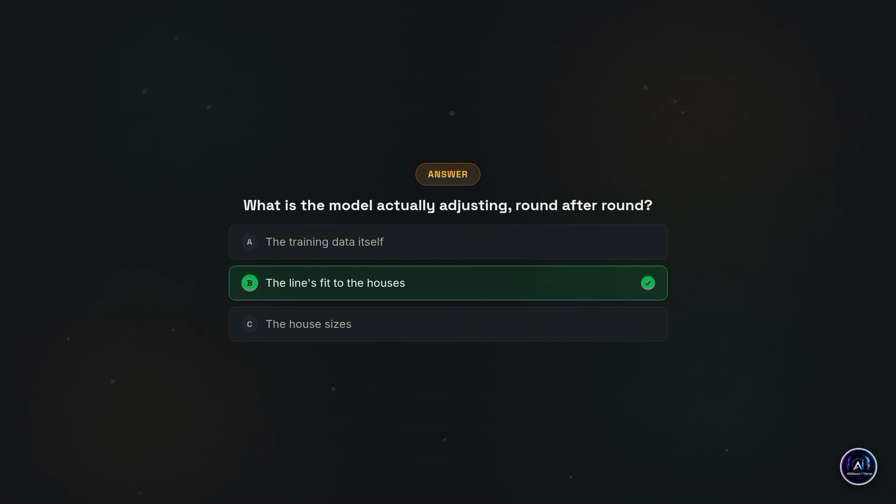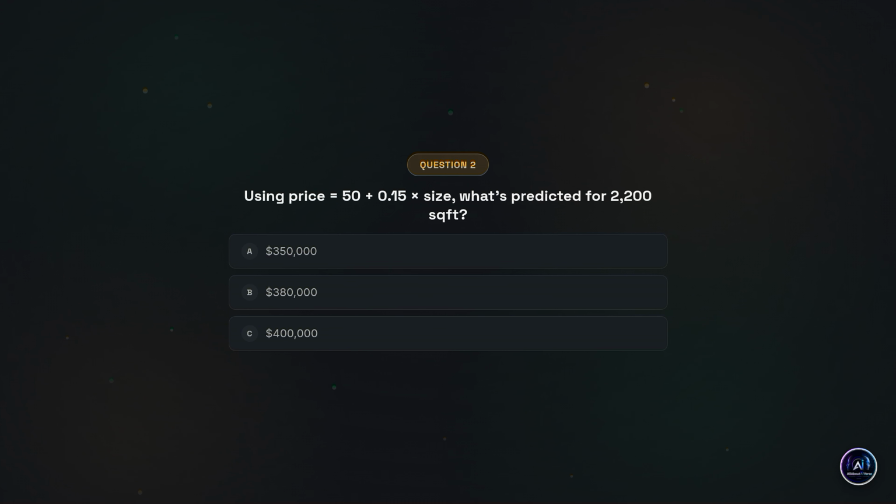Question 2. Using the fitted formula, price equals 50 plus 0.15 times size. What would the model predict for a 2,200 square foot house? The answer is $380,000. 50 plus 0.15 times 2,200, which is 330, gives 380.